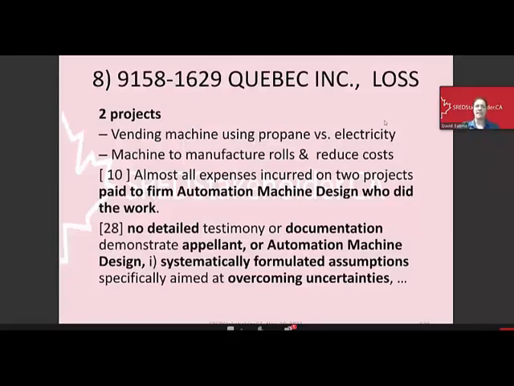The last of them, a Quebec company: what they did is they hired a subcontractor to do all the work. And the subcontractor, a machinery design company, may have faced some problems. However, the company wasn't privy to it, nor did they provide that in court. And as a result, they didn't have the evidence.